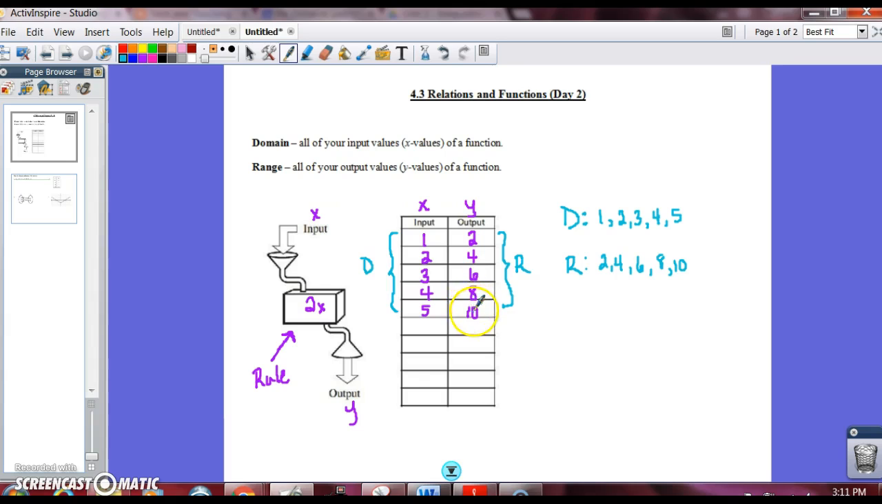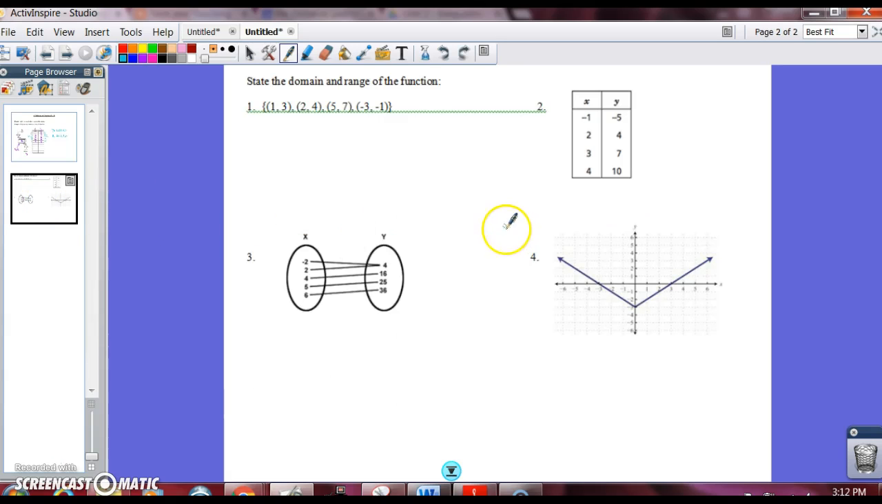If you just remember that your domain values are all of your input values and your range is all of your output values, it'll be very easy and straightforward for you. So let me show you, based on the type of example we have, how we would determine our domain and range. If you are given a list, like in example 1 here, this is like what we did yesterday when we looked at the set of ordered pairs to determine whether or not it was a function. This is a function.